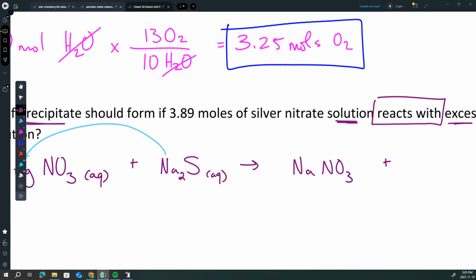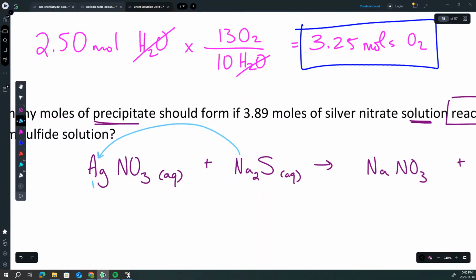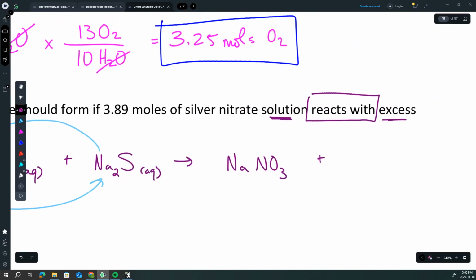I'll worry about the states later. Now silver goes to live where sodium used to live, so it's going to bind to sulfide ions. So we've got silver sulfide. Silver likes to have +1 charge. Sulfide likes to have -2.